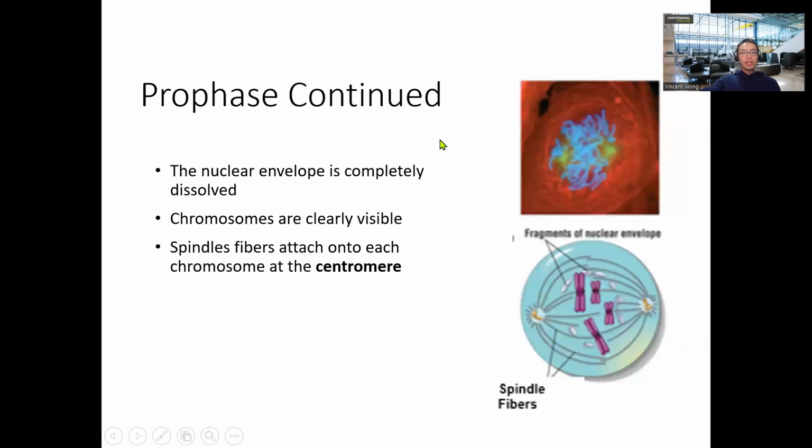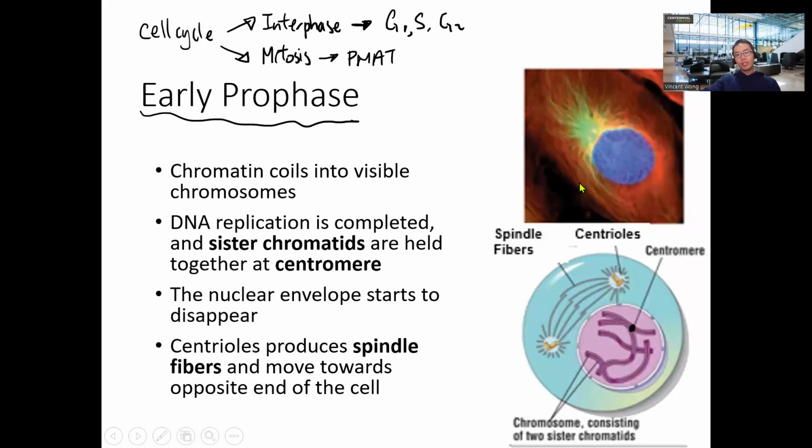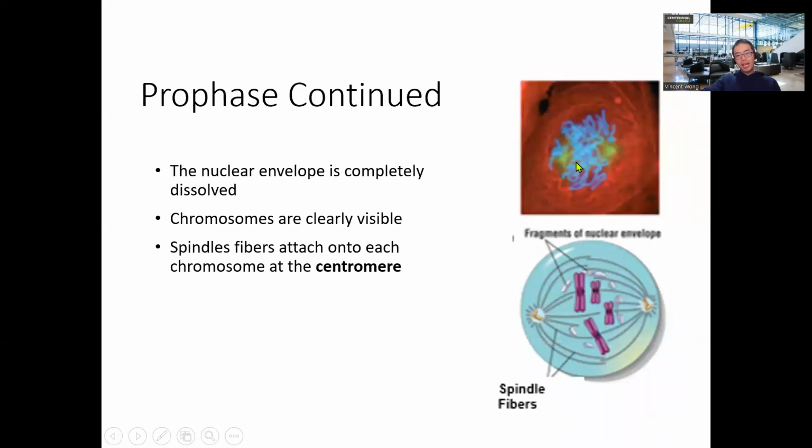By the time we get to the later part of prophase, the nuclear envelope will be completely dissolved, so you see the chromosomes are all outside now. Over here, they are still restricted within a circular boundary, although the nuclear envelope is starting to disappear. You can see these two yellow dots. It looks like eyes here. Those are the centrioles. By the time we get to late prophase, the chromosomes are out of the nucleus.